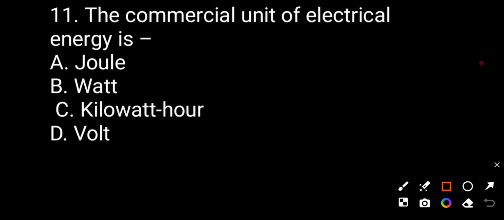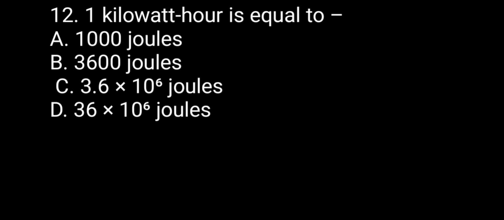The commercial unit of the electrical energy is option A joule, option B watt, option C kilowatt hour, option D volt. So the answer will be kilowatt hour. Option C is correct. Now see question number 12.